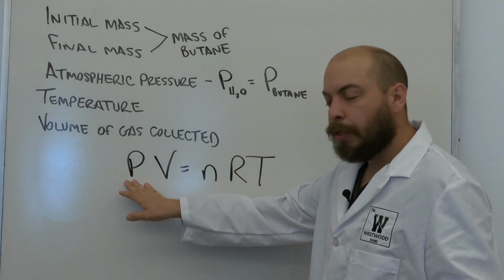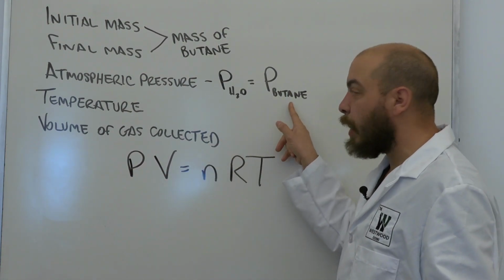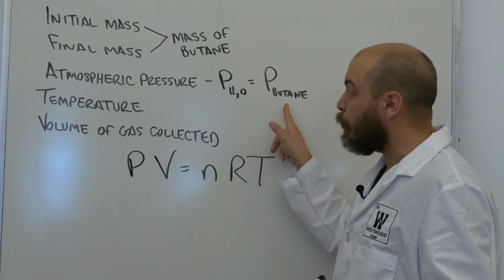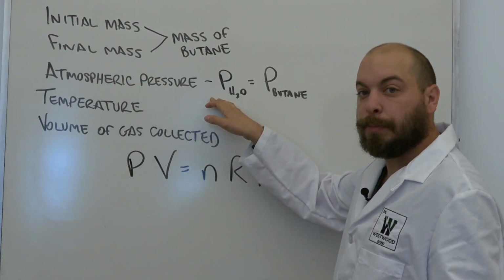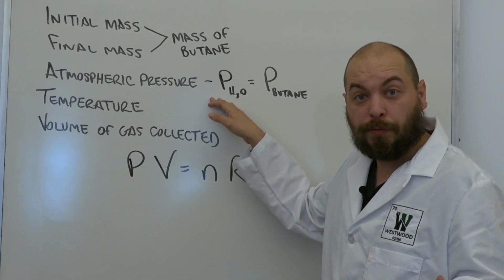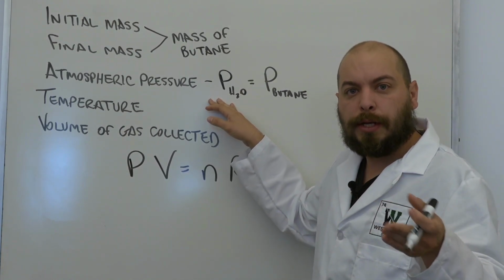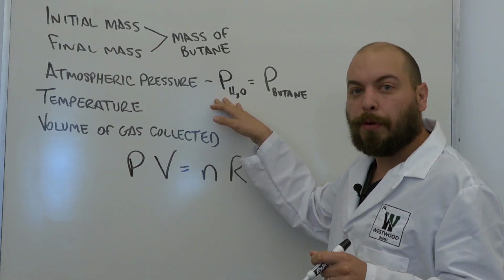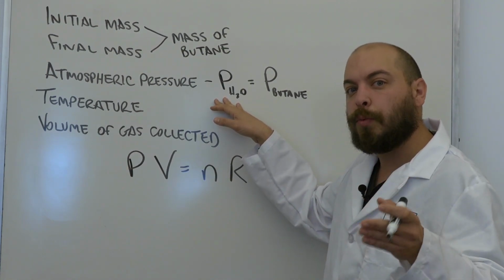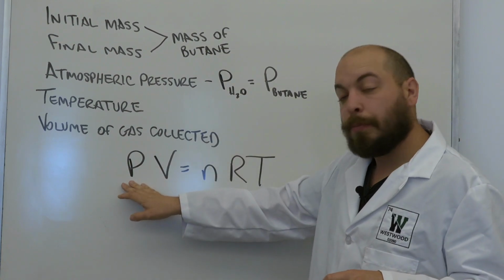Remember, pressure here needs to be the pressure of butane. And the pressure of butane in this situation is going to be the atmospheric pressure minus the partial pressure of water, or the vapor pressure of water, which is a constant at any temperature. You're going to look that up in your textbook to be able to figure out what the partial pressure of water is at the temperature we were collecting it. So that's the pressure of butane.